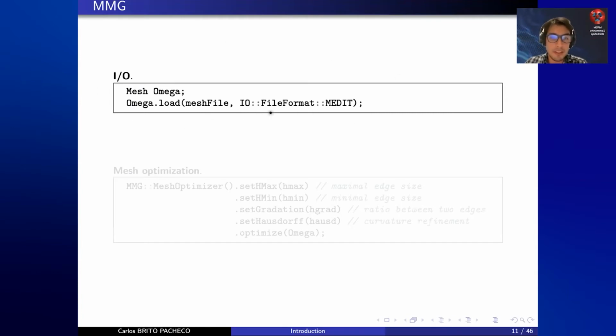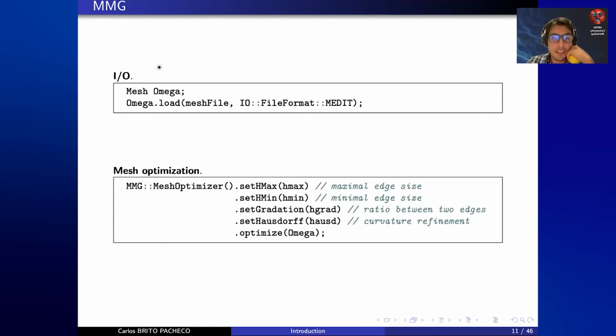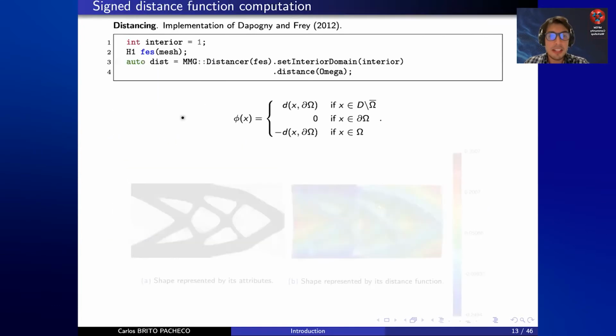So the integration with MMG is that it natively supports the MEDIT file format, usually used by INRIA, if you're familiar. And it also supports all the tool suite of MMG, namely mesh optimization and others. I won't put the whole list here because there are too many, but you can specify your maximum edge size, your minimal edge size, the ratio between two edges, and your curvature refinement, and just use this simple API to optimize your mesh. Also, you have access to distancing of domains.